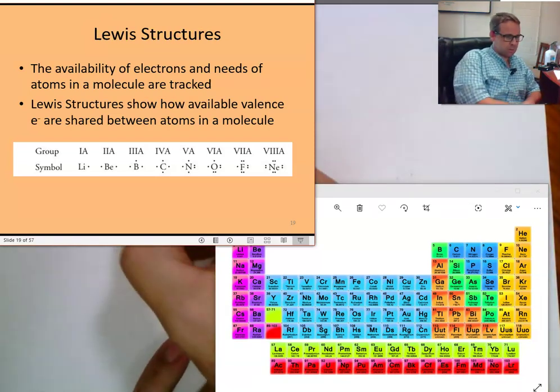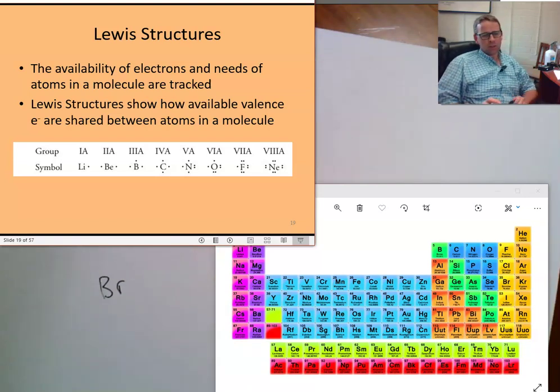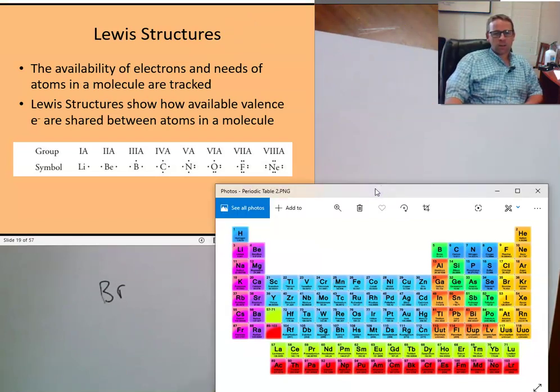So, for example, let's think about bromine to start off with. If I want to write its Lewis structure, what I do is identify its number of valence electrons. You could do that using your electron configuration, that's fine, but for nonmetals, and Lewis structures are valuable for nonmetals, it's pretty easy to use the periodic table to count up the number of valence electrons.